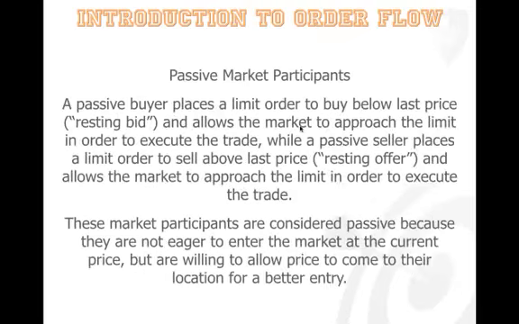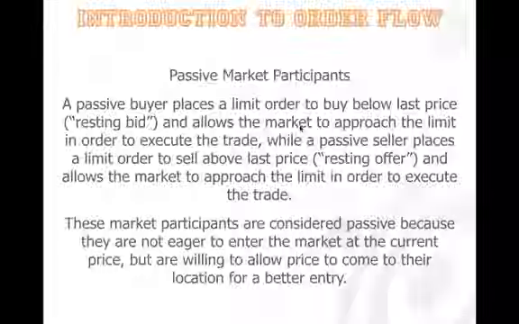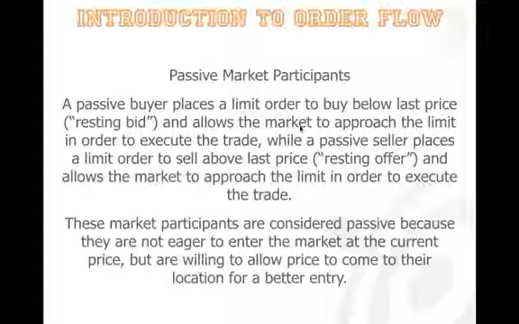Passive market participants, on the other hand, use limit orders. And a passive buyer will place a limit order to buy below last price, which is called a resting bid, and allows the market to come to them in order to execute a trade. While a passive seller places a limit order to sell above last price, which is called a resting offer, and allows the market to approach the limit before an execution can be made.